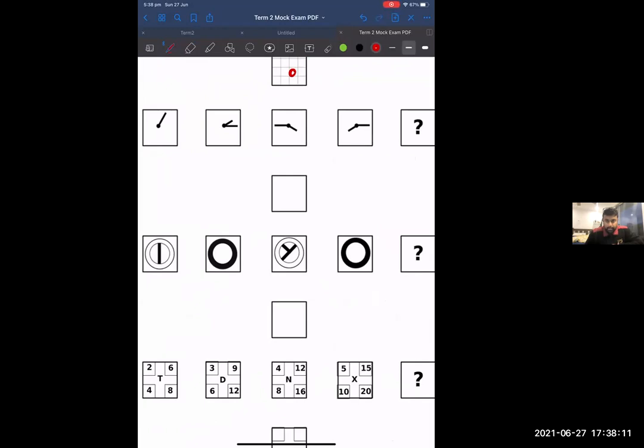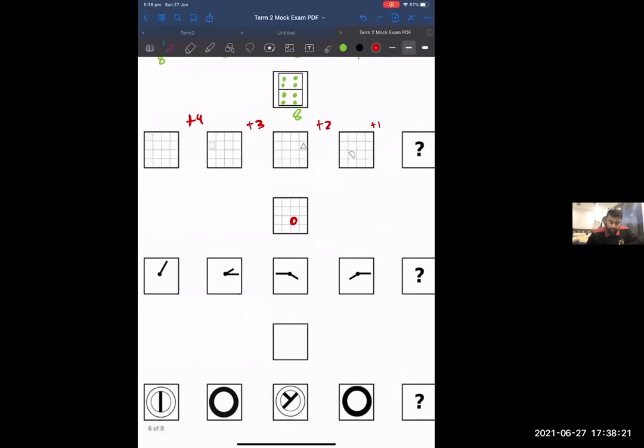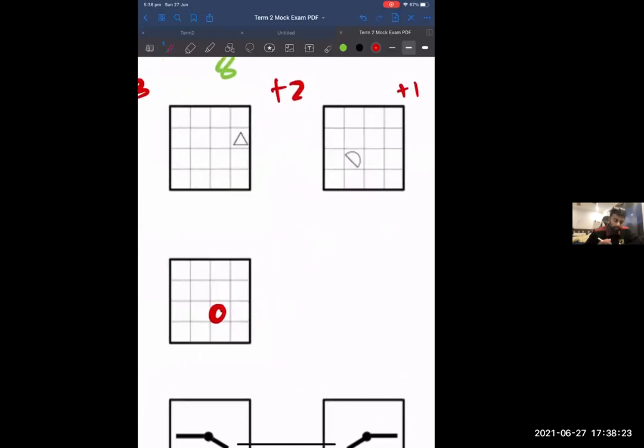Wait, Melvin? Yep. I didn't get that part, like the semicircle. Oh yeah. And then you go plus 1. Oh, so it goes from here to here. Yeah. Why didn't I get it? Oh, never mind, I got it.